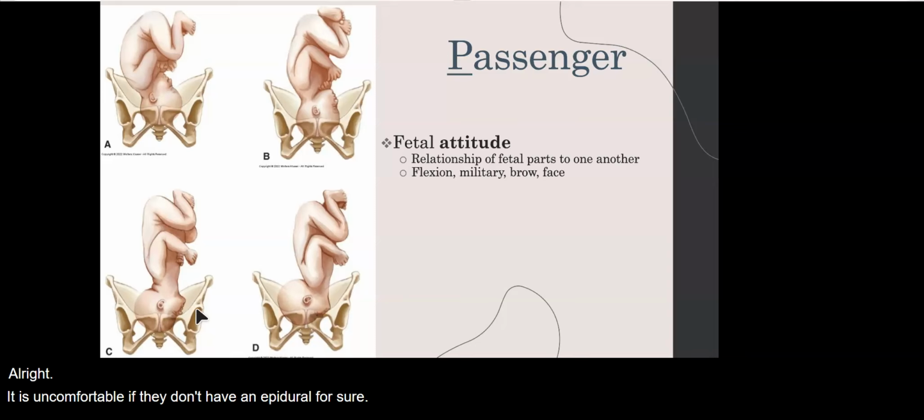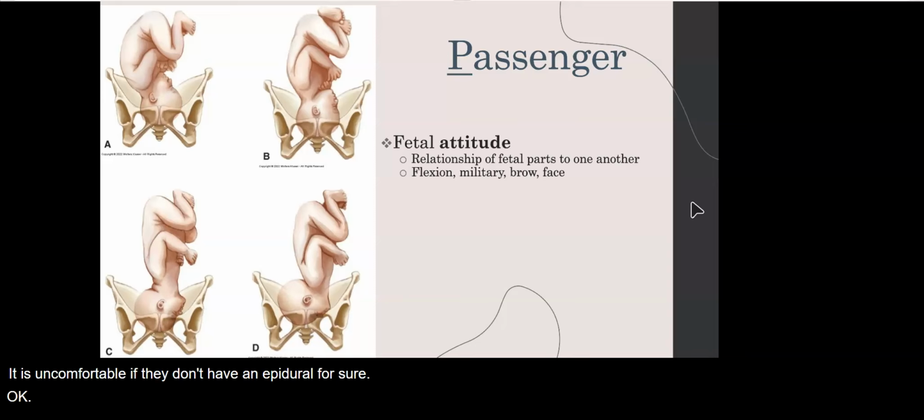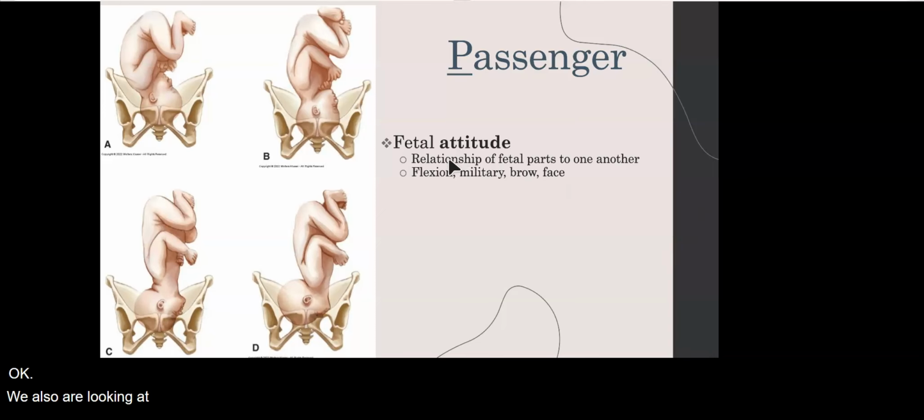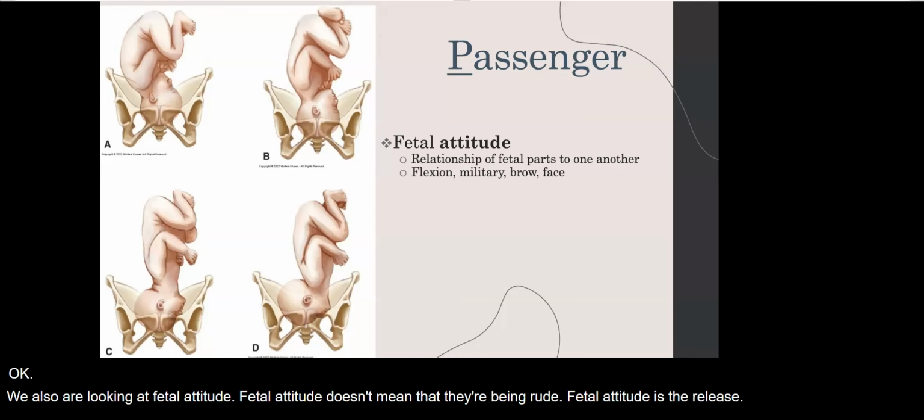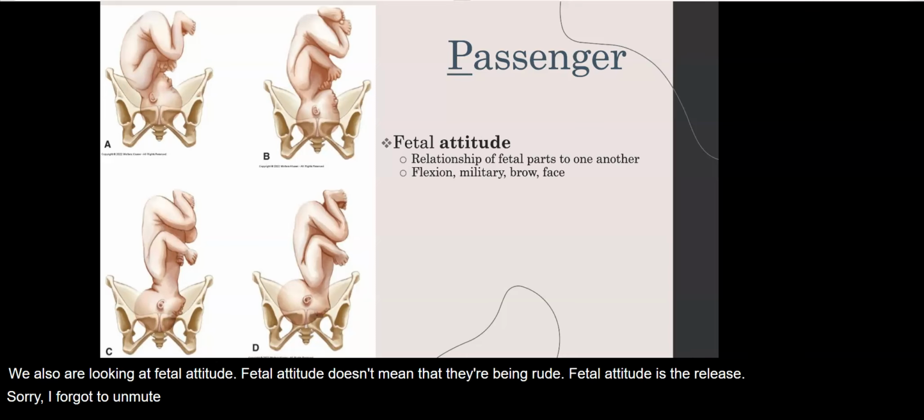Okay. We also are looking at fetal attitude. Fetal attitude doesn't mean that they're being rude. Fetal attitude is the relation. Sorry, I forgot to unmute, guys. What was the other question?